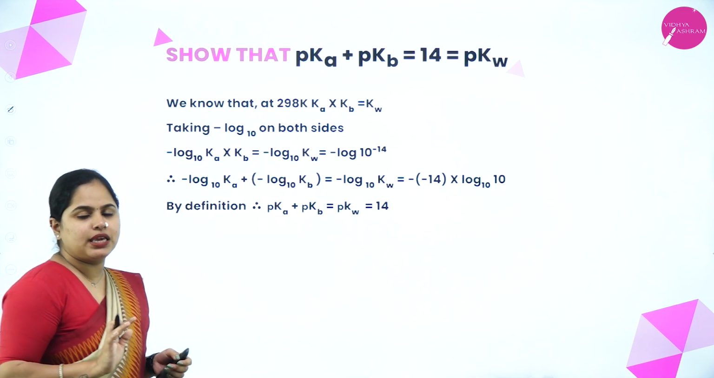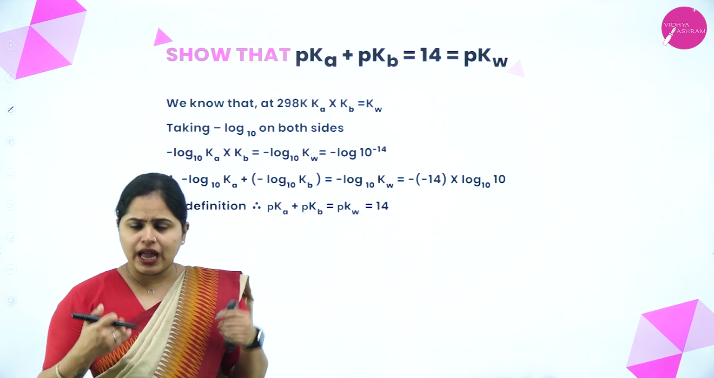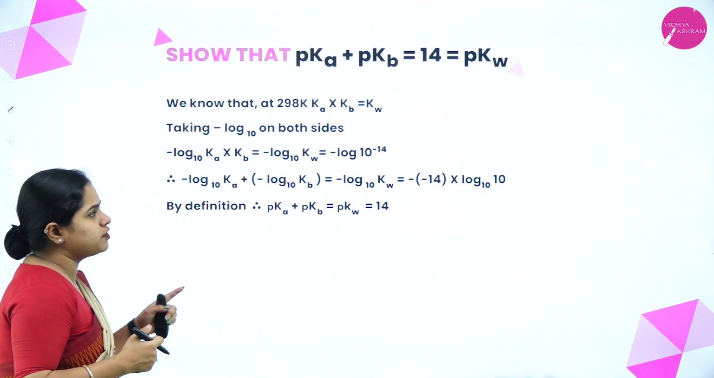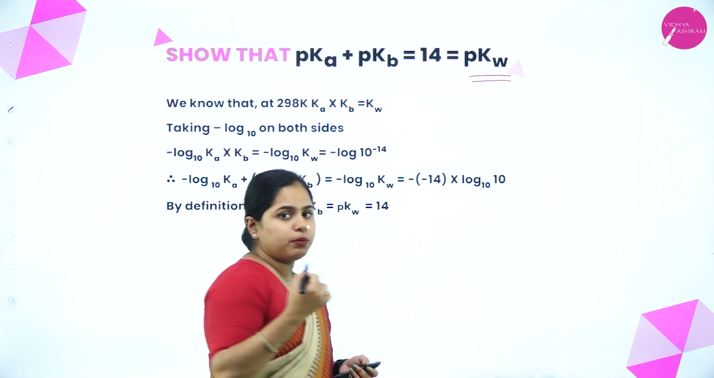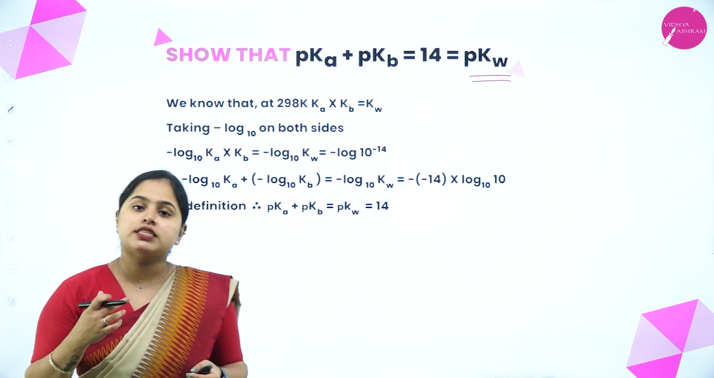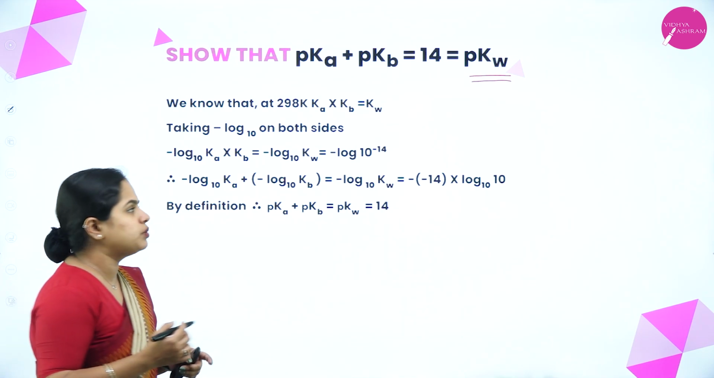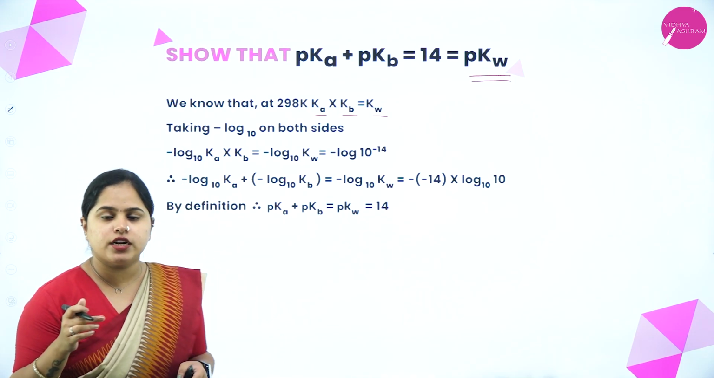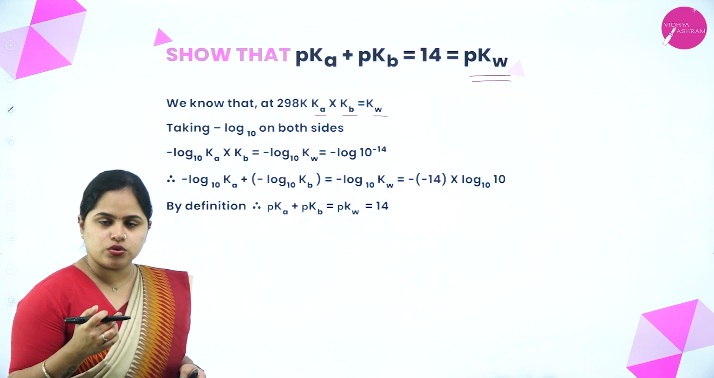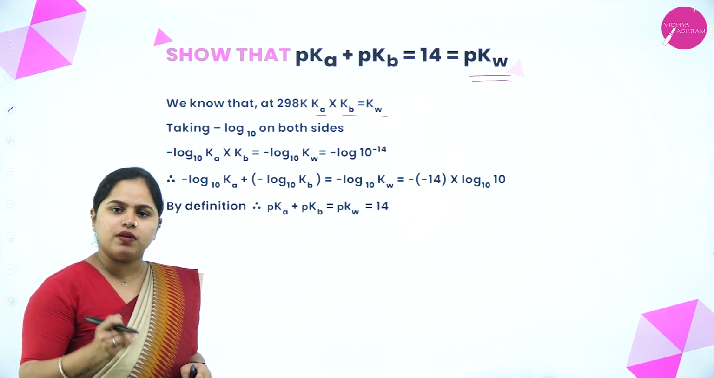So according to the pKa and pKb, we are going to show that the addition of pKa and pKb gives 14, which is equal to pKw. So I hope you remember what Kw is. It is the ionization product of water. Okay. So we have already studied a relationship between Ka, Kb and Kw while we were studying about ionization product. So we know that at 298 Kelvin, Ka into Kb will give you Kw. So this equation we already know.